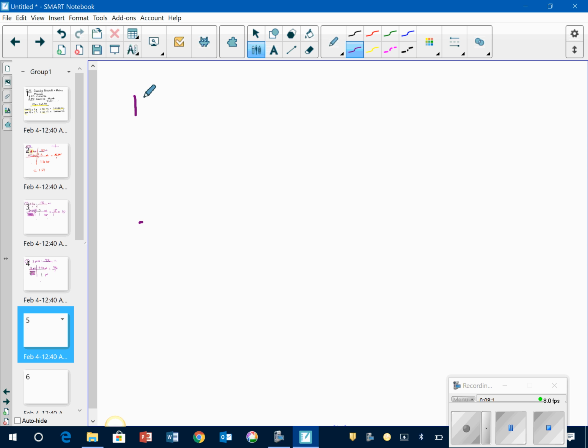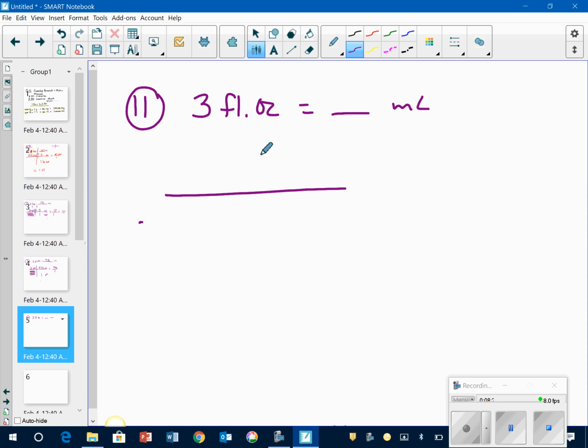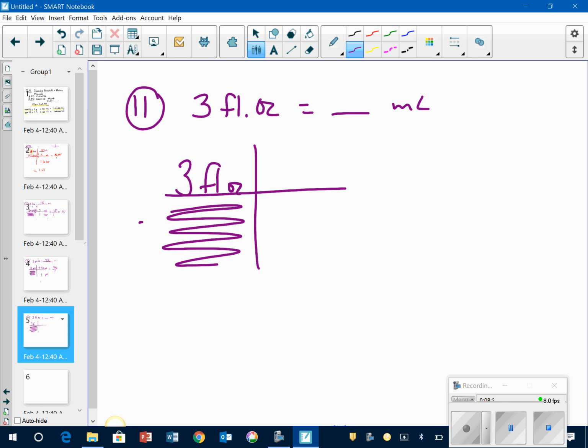Number 11 is asking you 3 fluid ounces is equal to blank milliliters. So we do our cross. Nothing goes in this far corner. You have 3 fluid ounces here, ounces will go here. Fluid ounces, same thing as ounces. And then you have milliliters here.